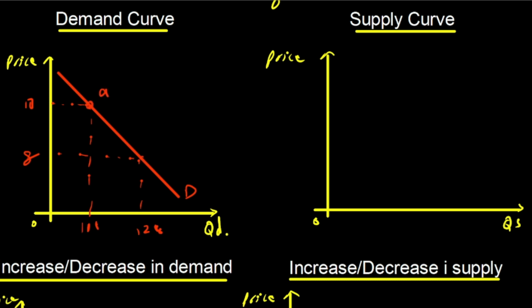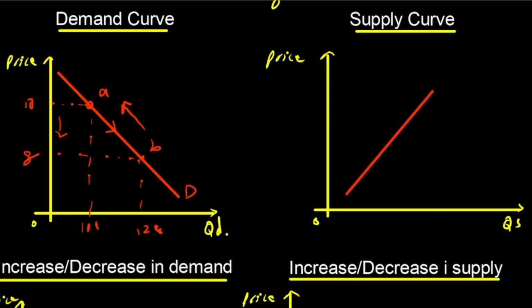So from A to B, there is movement along the curve whenever there is a change in price. If we move from A to B, where price falls and quantity demanded increases, it is called extension. And if we move back from point B to A, that is called contraction in demand.